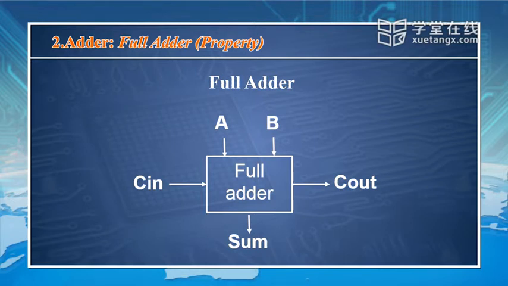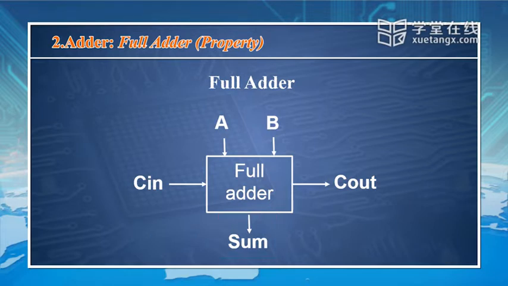has 3 inputs and 2 outputs, right? So 3 inputs include the input A, input B, as well as the carry input. And 2 outputs is composed of the carry output as well as the sum output. So this is a full adder.